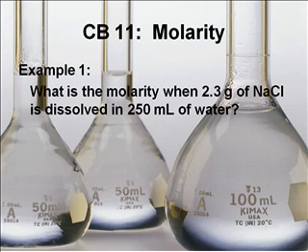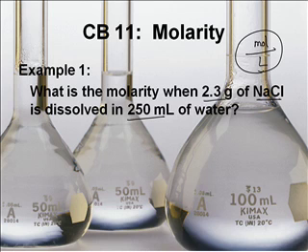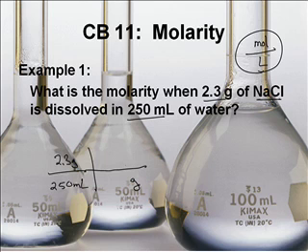Let's do this example, and then I'll do one for real for you. So what is the molarity when 2.3 grams of sodium chloride is dissolved in 250 milliliters of water? This is actually very simple. The units, of course, for molarity are moles over liters. So what you do is you say there is 2.3 grams in 250 milliliters of water. Now I've got grams on the top and milliliters, but I want moles per liter. So I want to go from grams to moles.